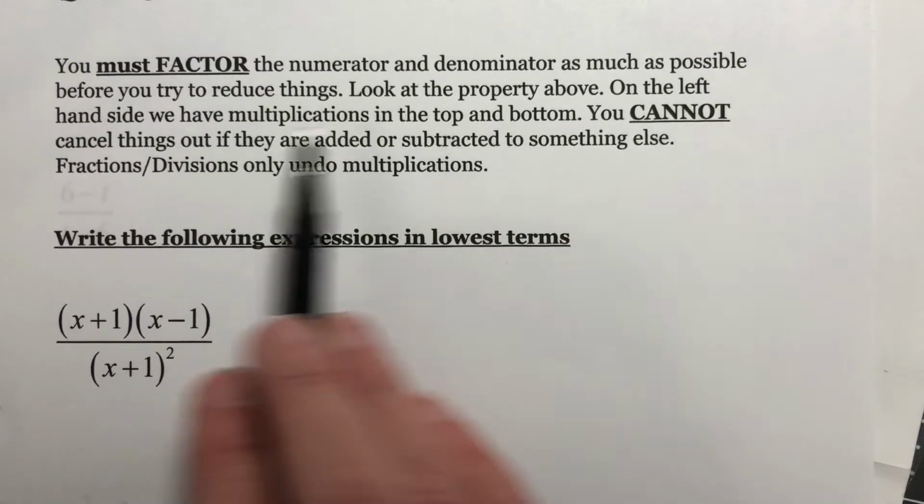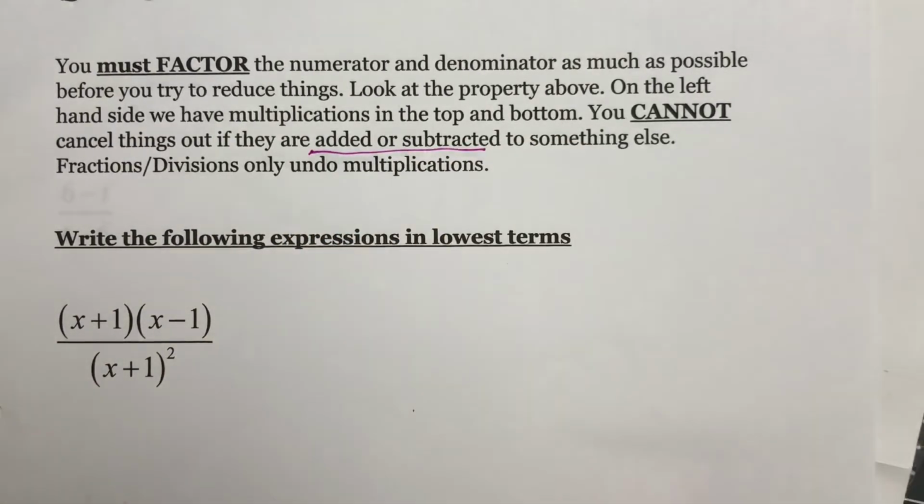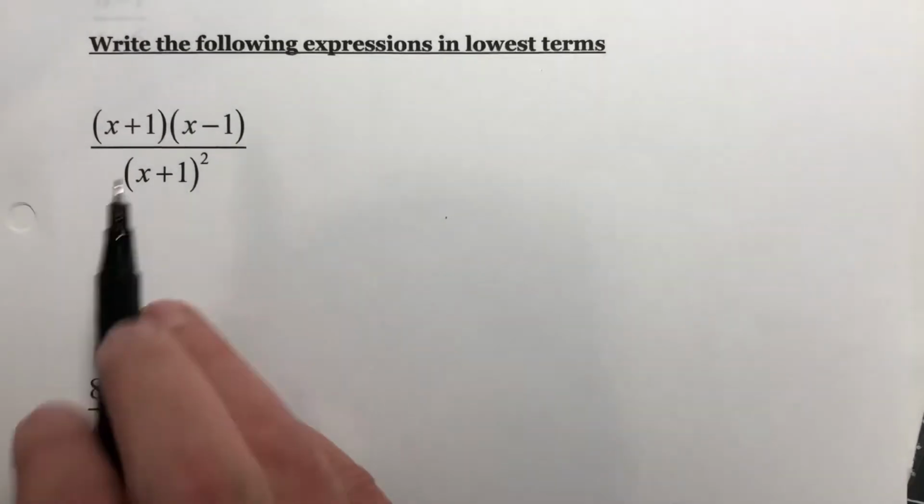All right, you cannot cancel things out if they are added or subtracted to something else. Remember, fractions are divisions, and division only undoes, quote unquote, undoes multiplication. So if I am using my calculator and I accidentally multiply something by 2, but I didn't mean to, I can divide by 2 and get back to where I came from. They undo each other.